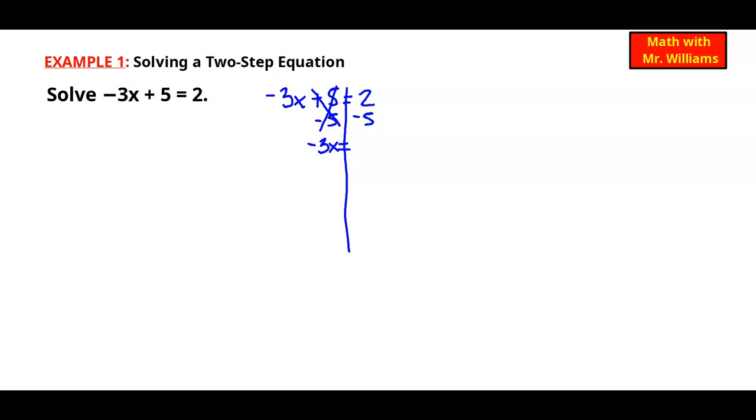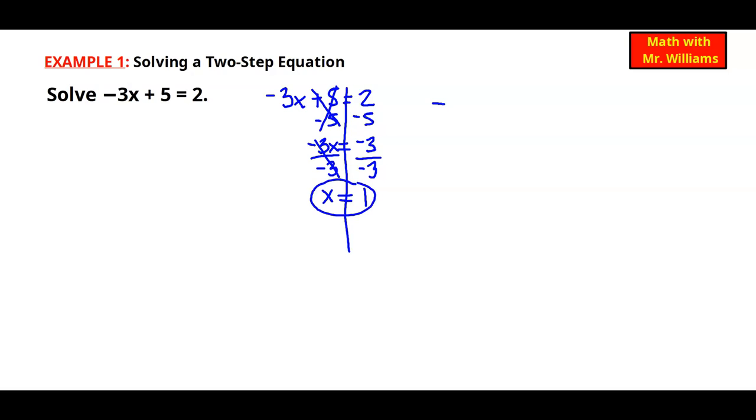equals a negative 3. All right, now I see that I have to cancel out the negative 3. So what I'm going to do is, because I see the multiplication, I'm going to divide by negative 3 by showing a fraction symbol here for division on both sides. So when we multiply and divide by the same number, it cancels, leaving us x equals negative 3 divided by negative 3 is 1. So now we're going to go ahead and check it.